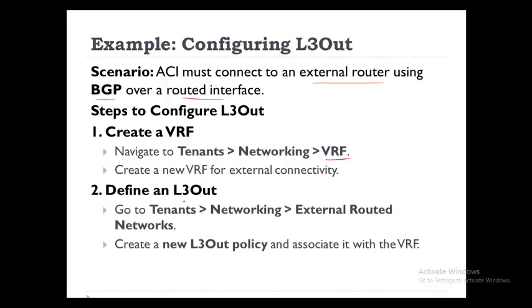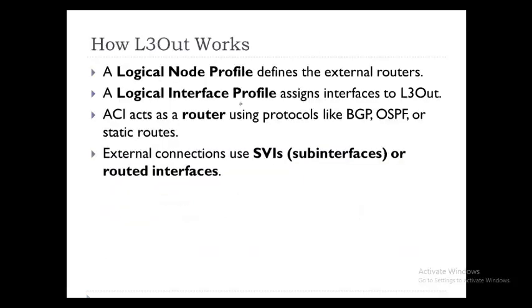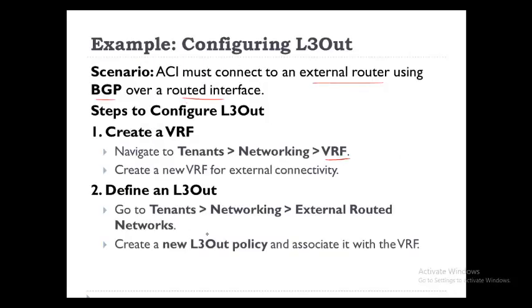Tenant networking. This thing we know, even for layer 2 out, we went to tenant networking. But this time we are getting into external network, external routed network. And there we see an option, new L3 out policy. There we also map the VRF which we created in the previous step. And then a logical node profile we create.